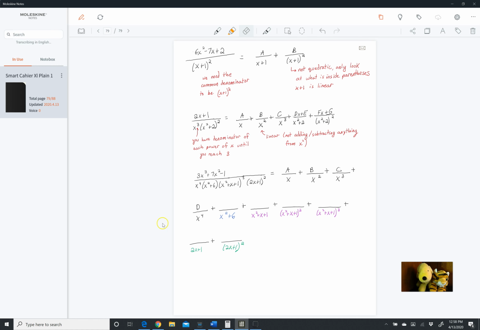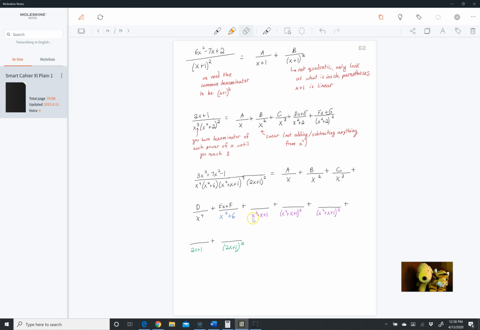Now we look at this x squared plus 6. This x squared plus 6 is quadratic. So it's in the form ex plus f. We're just going in the order of the alphabet. It doesn't matter that much. You just don't want to repeat letters. Okay, so if you skip a letter, don't worry about it.